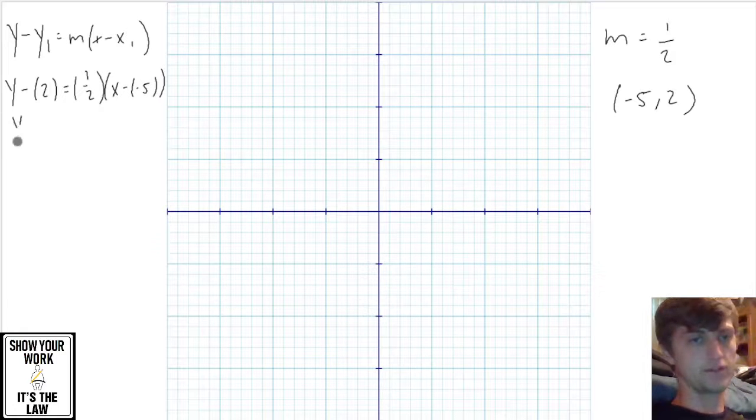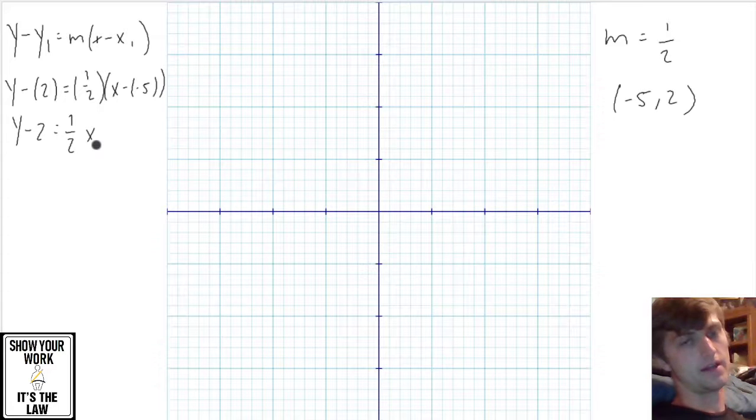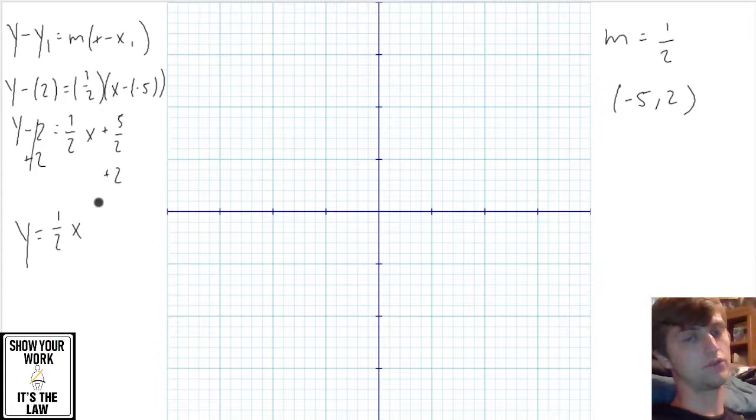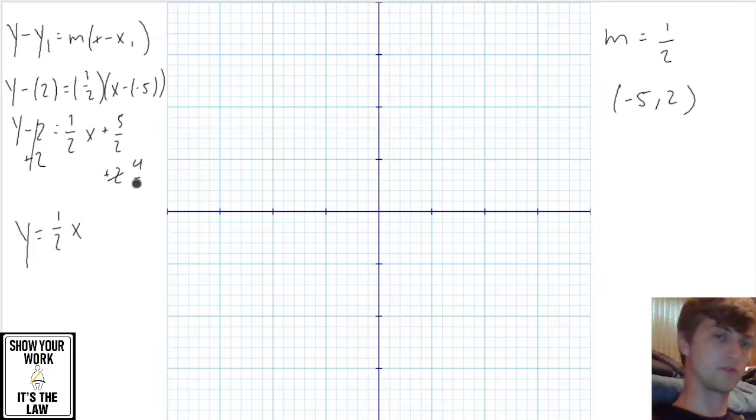All right, y minus 2 is y minus 2. 1/2 times x is 1/2 x. And then we got 1/2 times minus negative. Okay, we know that these two minuses just become +5, so 1/2 times +5 is the same as 5/2. And to get y by itself, we just add a 2 to both sides, and that gives us 1/2 x, and 5/2 plus 2/2 is the same as 5/2 plus 4/2, which is 9/2. There we go. So those are our 2 point-slope examples.